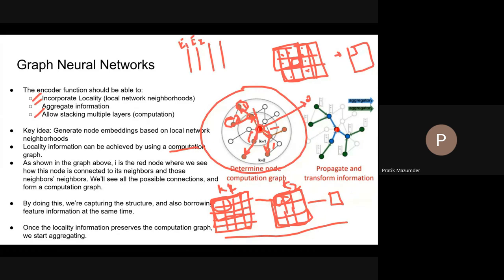So once you have computed the local information about a given node, then we'll start aggregating, and we'll see what the aggregating process does. The aggregating process basically tries to collect all the information from all the neighbors. So once you have defined your neighborhood, you then start collecting information from your neighborhood in order to update the representation of your given node.